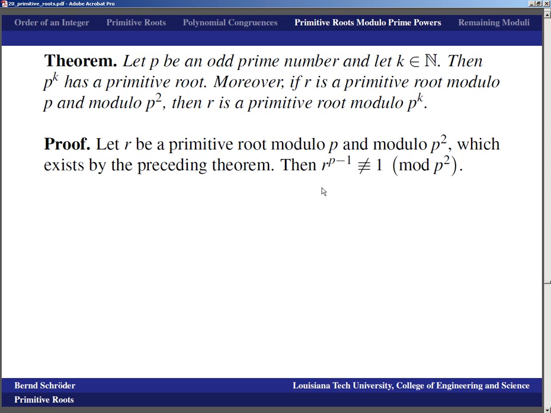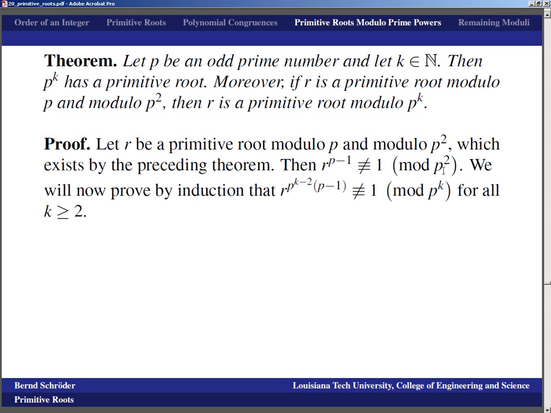Well, then we have that r to the p minus 1 is not equivalent to 1 modulo p squared. And we will now prove by induction that r to the p to the k minus 2 times p minus 1 is not equivalent to 1 modulo p to the k for all k greater or equal than 2. And that, of course, will show that this must be a primitive root modulo p to the k, because if this power is not equivalent to 1, then none of the earlier powers is equivalent to 1 either. And that means that r to the p to the k minus 1 times p minus 1 will be the first power, so that this is equivalent to 1 modulo p to the k.